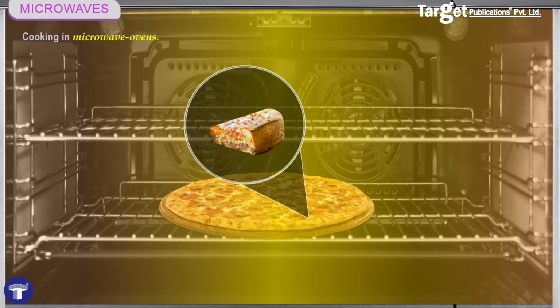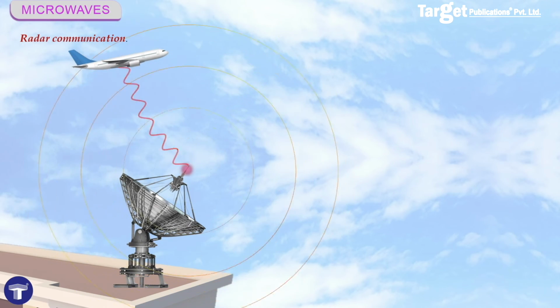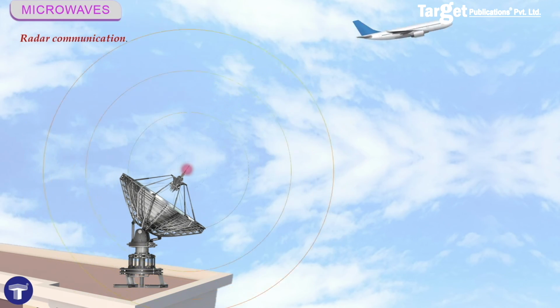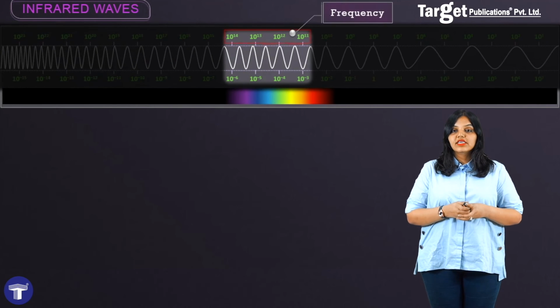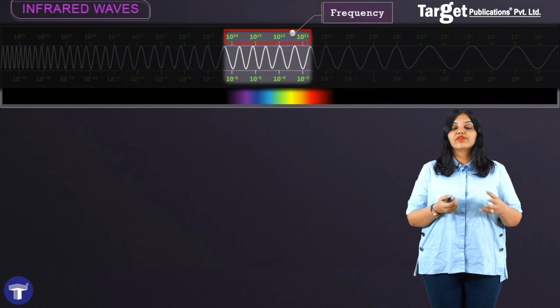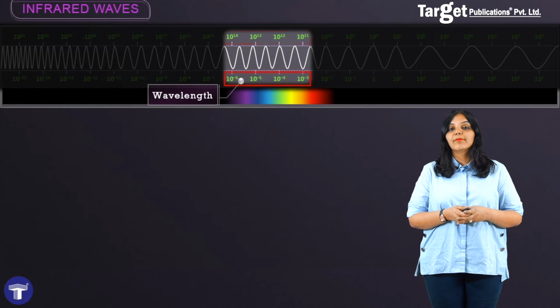Of course, microwaves have a large number of other uses. For example, they are also used in radar communication and so on and so forth. The next type of waves are infrared waves. Infrared radiations are right next to microwaves on the electromagnetic spectrum and have a large wavelength as compared to the visible light.